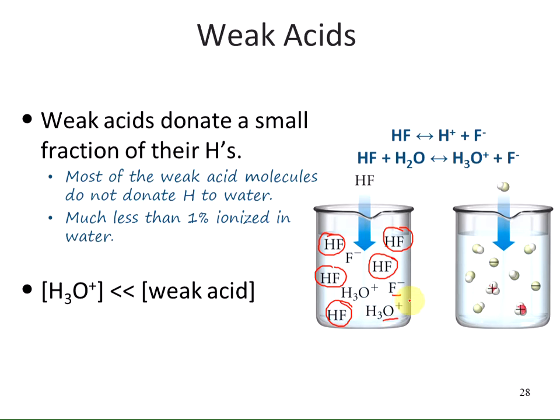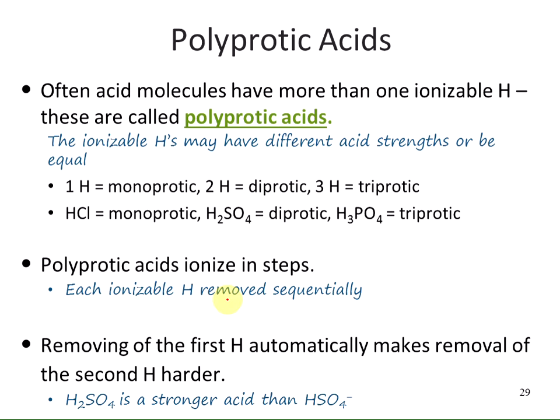Now because it only partially dissociates, the concentration of the protons is much, much smaller than the concentration of the weak acid. Often acid molecules have more than one ionizable proton, and the ones that have more than one ionizable proton are called polyprotic acids. The ionizable protons may have different acid strengths or be equal.